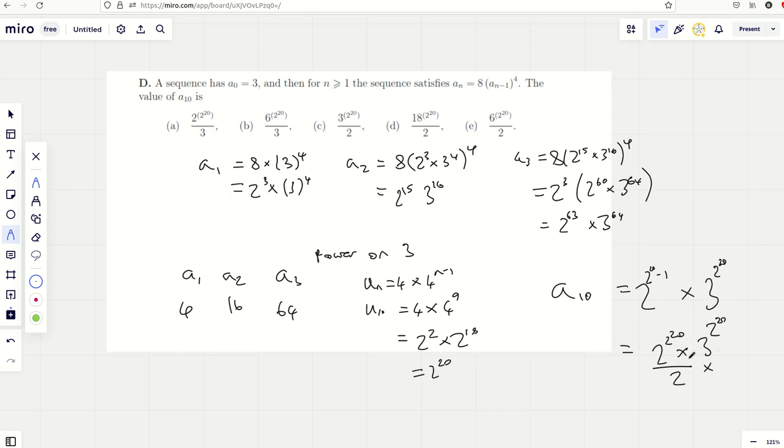Combine the 2 and the 3 because they've got the same power on it. And so this is the same as 6 to the power of 2 to the power of 20 over 2. What result I'm using there is a to the x times b to the x is ab to the x, obviously. Sometimes it's not clear to people, but I'm not adding any powers there, sorry, on that last step. I'm just turning the 2 times 3 into a 6. That's what I'm doing. So anyway, the answer's E.